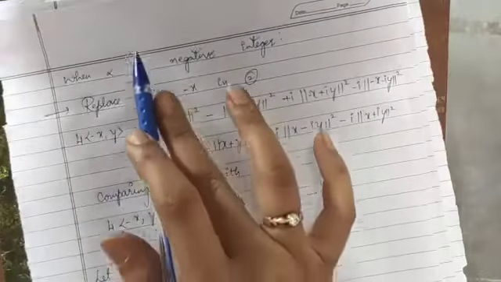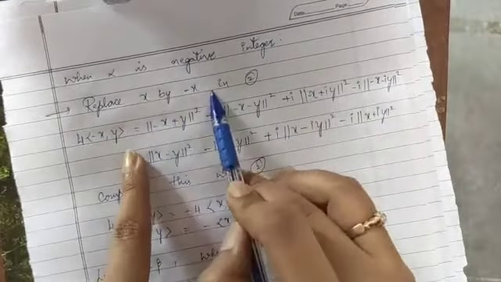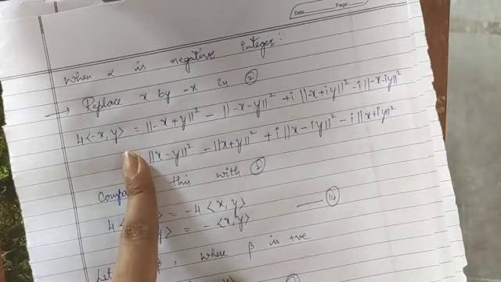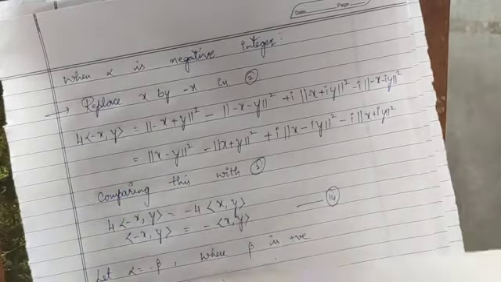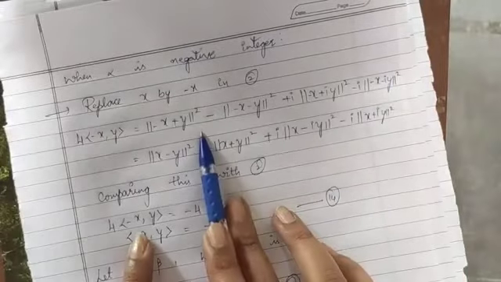So alpha we are considering as a negative integer. Replace x by minus x in your equation 2, that is your polarization identity. There you have to replace x by minus x. So if you replace x by minus x here, you will get this equality.